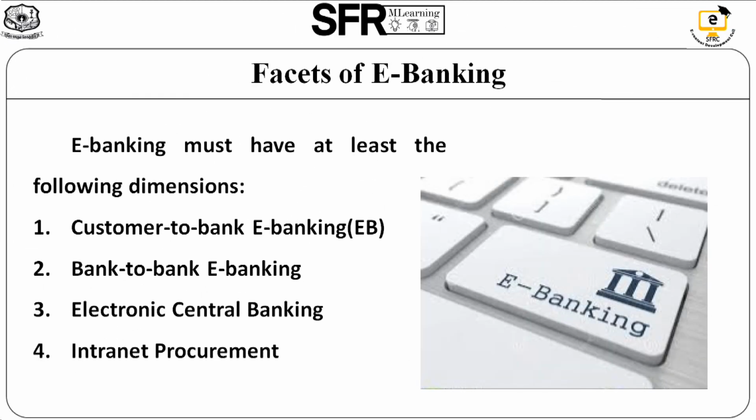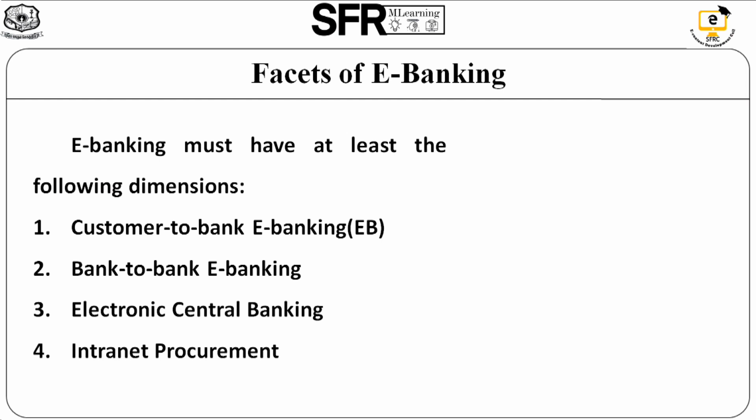Facets of e-banking. Facets means dimensions. So, e-banking must have at least the following 4 dimensions: customer to bank electronic banking, bank to bank electronic banking, electronic central banking, then intranet procurement.